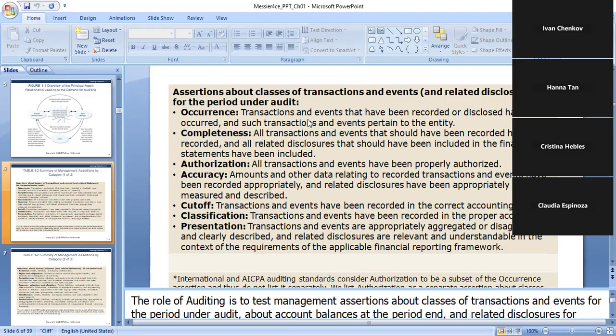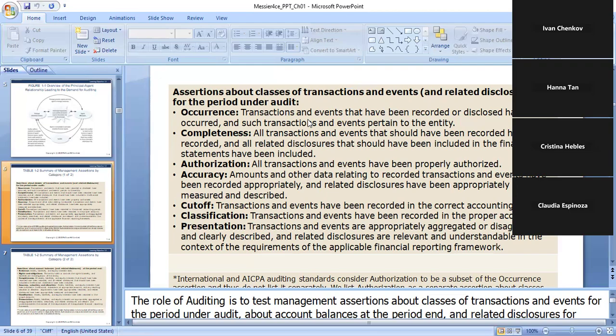Or we may have, okay, we purchased the truck. The transaction actually has been recorded, was authorized, and the right amount was recorded. But instead of 2024, it was recorded in 2025. So it's not in the correct period. Then we're going to check whether the transaction event has been recorded in the proper account.